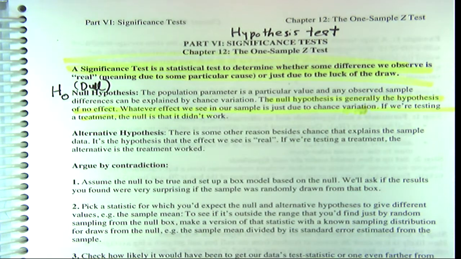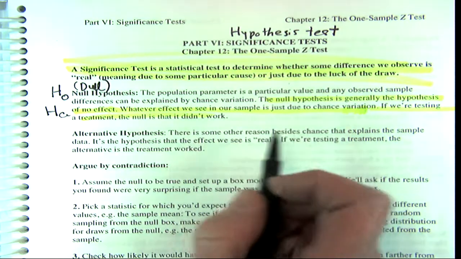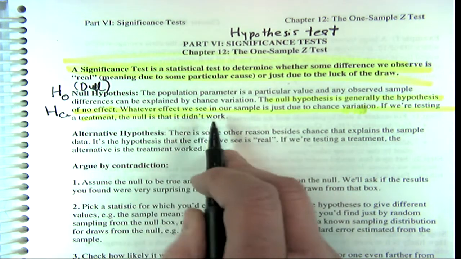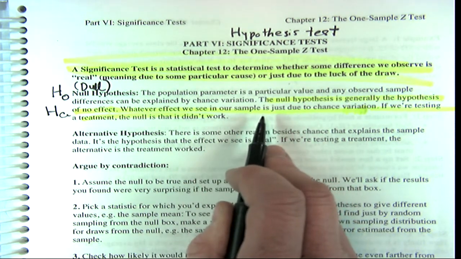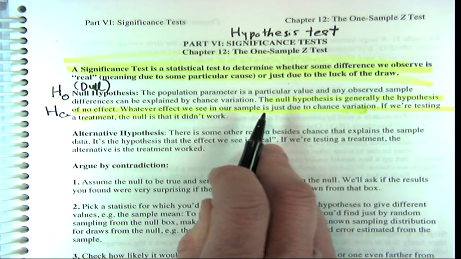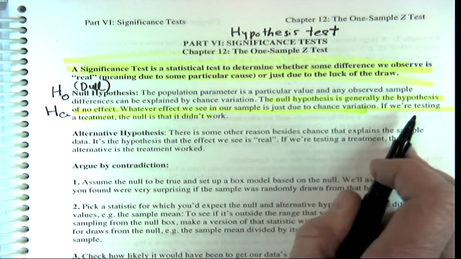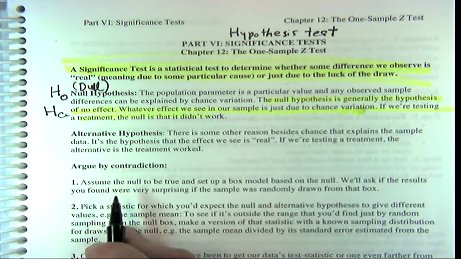And then we have this alternative hypothesis called H sub A, and that is that whatever effect we see in our sample, the difference between the treatment and control group results, is too big to be reasonably due to chance. So then we reject that null and we say the treatment worked.